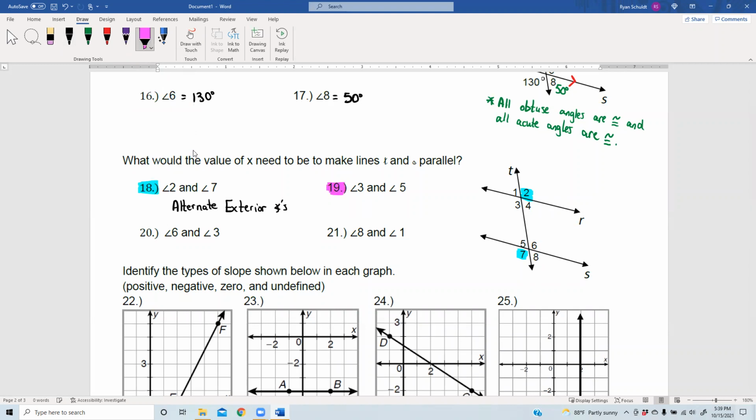Okay, so number 19 asks us about angles 3 and 5. So are they on the same side of our transversal T? Yes, they are. Are they inside the railroad tracks or outside? Or is like one inside, one outside? They're both inside and they're on the same side. So this will be same side interior angles.